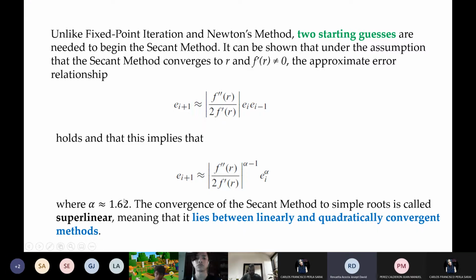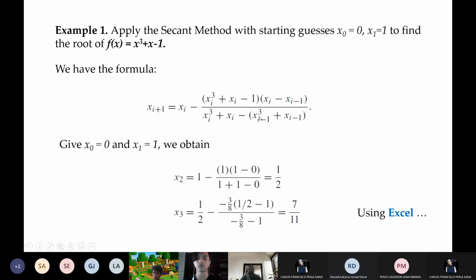So this is why this is superlinear, because it's between the linear convergence, which was about 0.8, 0.7, 0.9, very close to one, and the quadratic convergence, where we're very close to zero in the case of Newton's method. Okay, so that's something to think about.